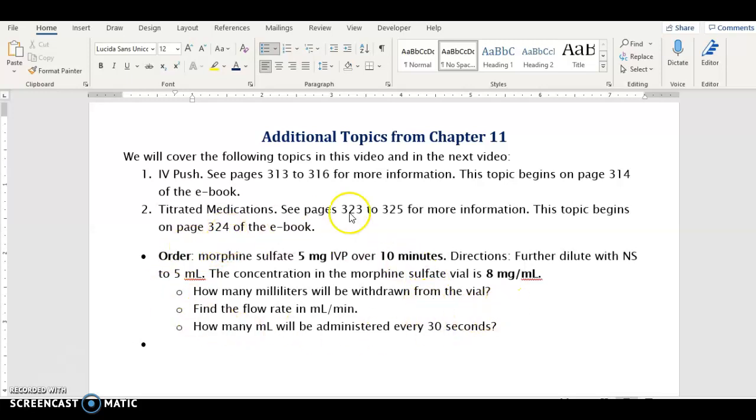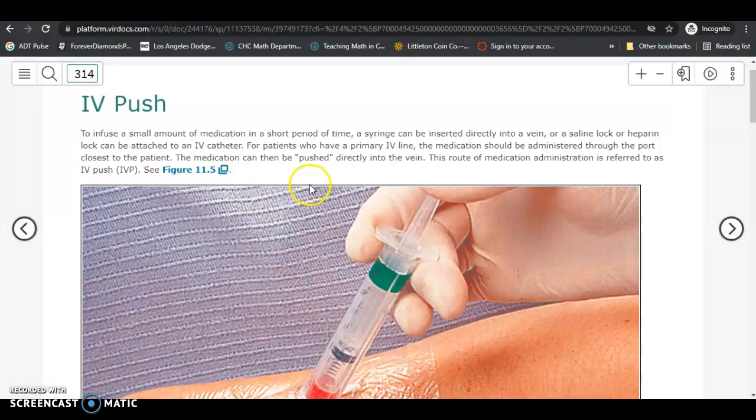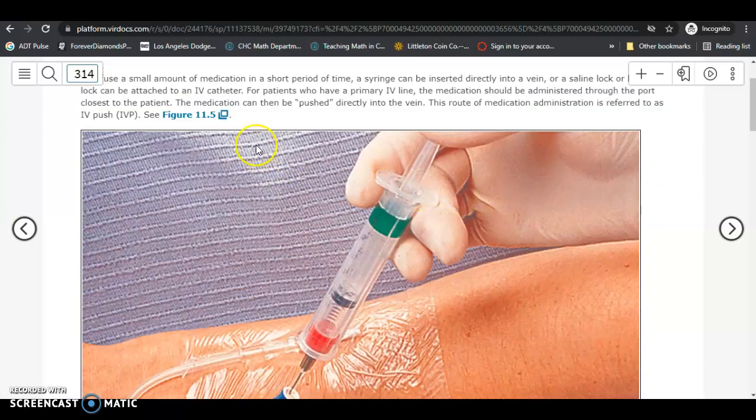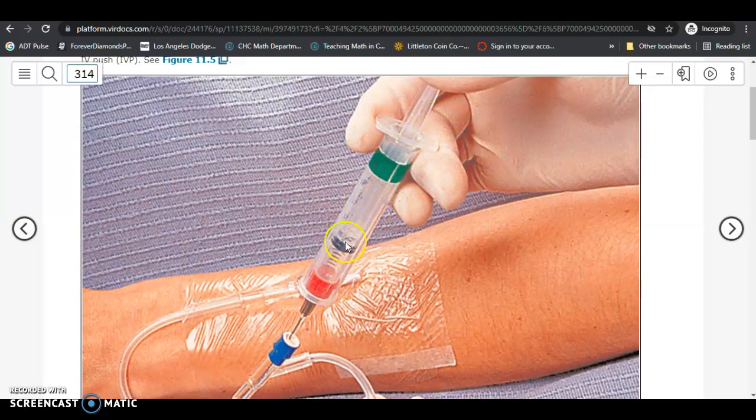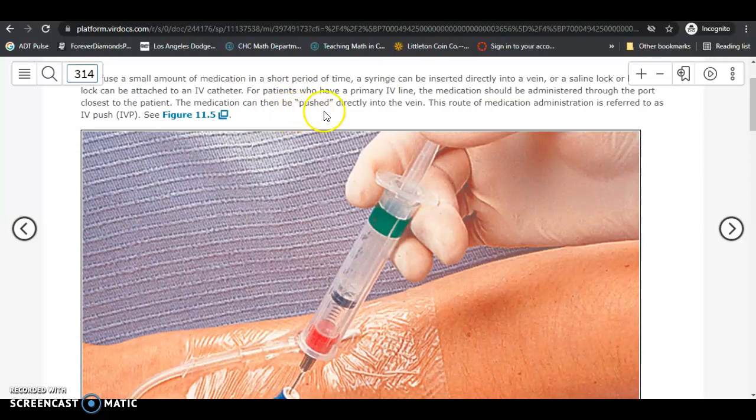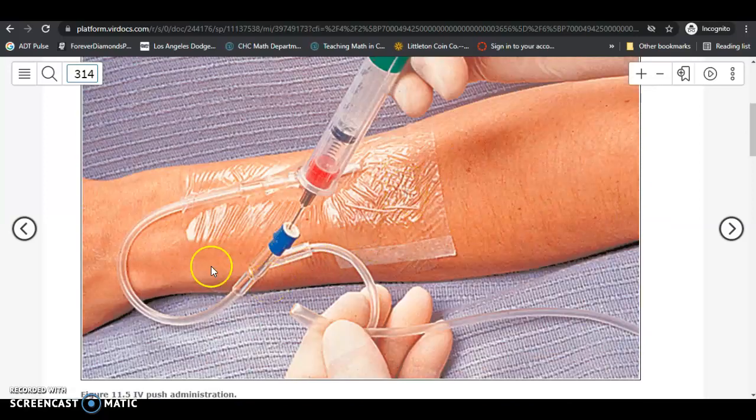So before we do our first example on IV push, let's read some information about what that is. To infuse a small amount of medication in a short period of time, a syringe can be inserted directly into a vein, or a saline lock or heparin lock can be attached to an IV catheter. You can see in the picture here an example of an IV push. For patients who have a primary IV line, the medication should be administered through the port closest to the patient. That's what's going on in the picture here.